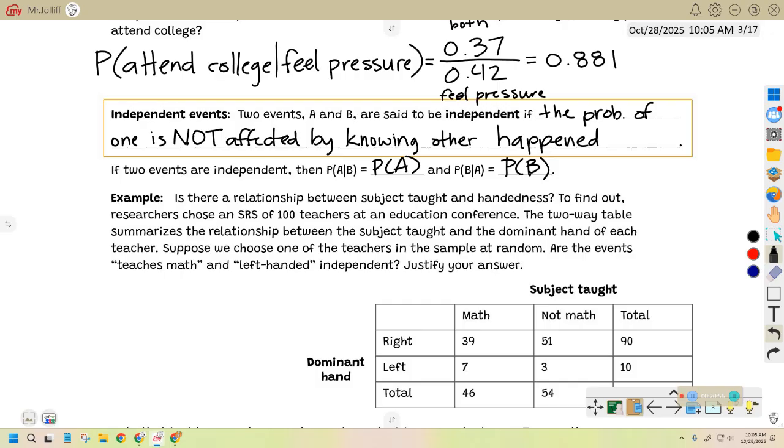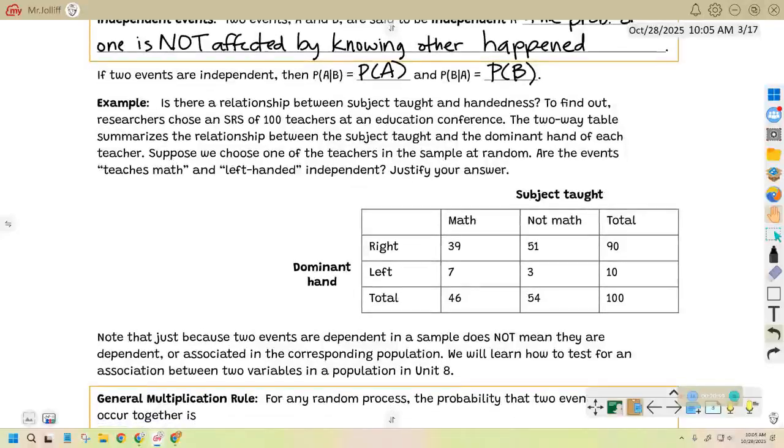Okay, so someone with a nice loud voice want to read out our next example?